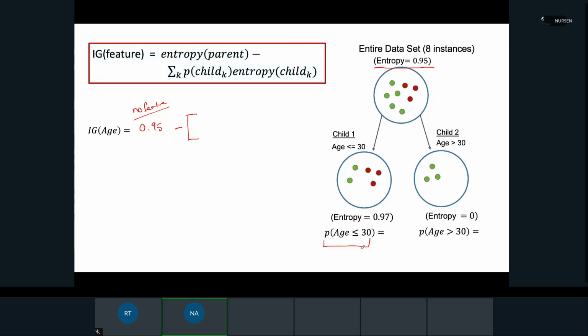For less than or equal to 30, what is the proportion of the cases over the entire data set? We have here 5 dots or 5 patients in our data set, and overall we have 8. So in the child 1 group, or age less than or equal to 30 group, we have 5 over 8 in terms of proportionality. In child 2, where age is greater than 30, we have 3 instances, 3 records over 8. So that is where we keep the information, how many records we have from that particular category.